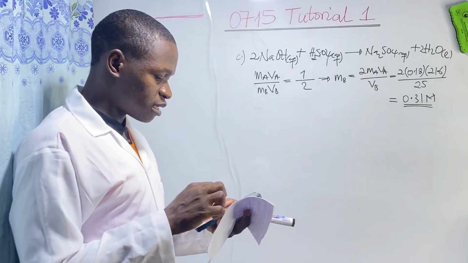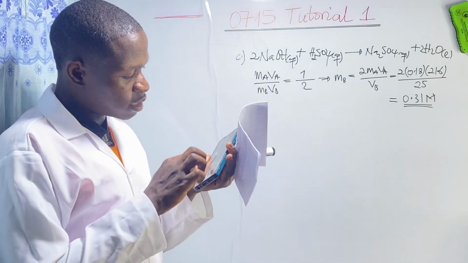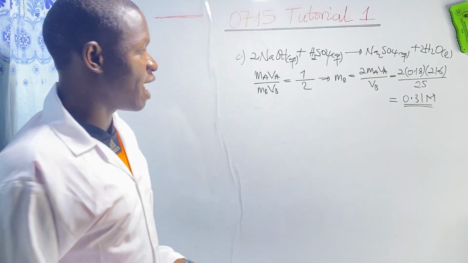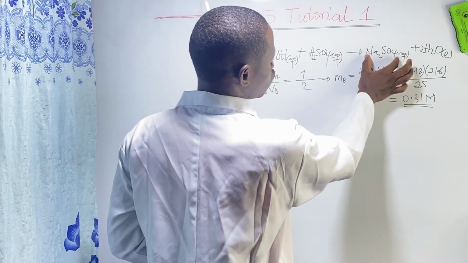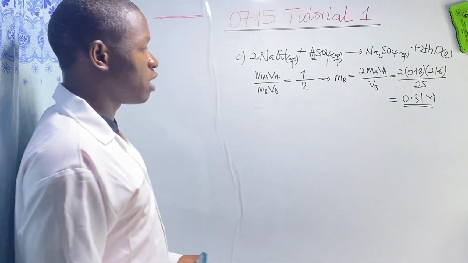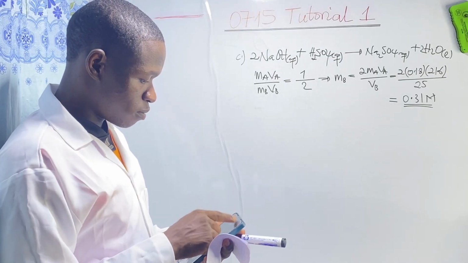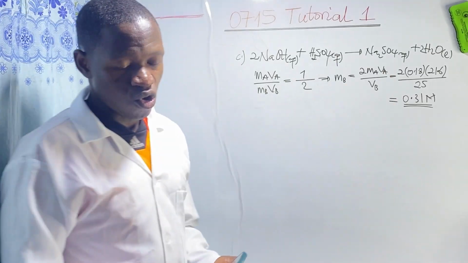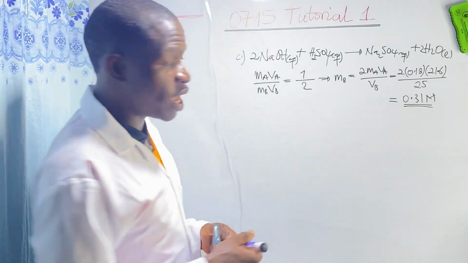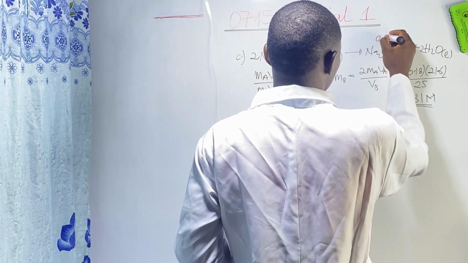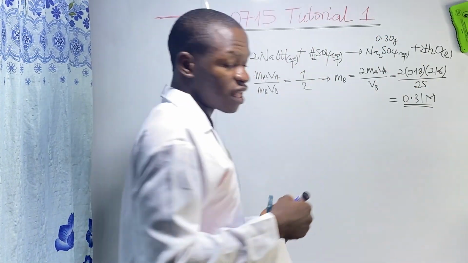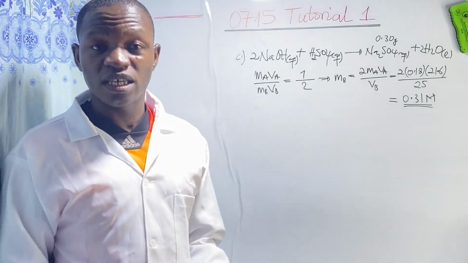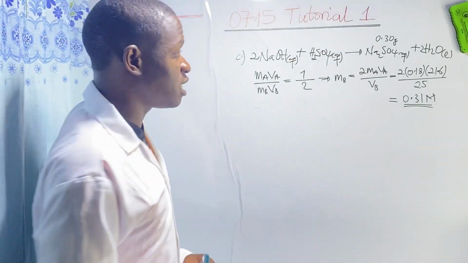Next question says: calculate the mass of sodium sulfate expected. What is the mass of sodium sulfate expected? So there we are solving for the expected mass. We're told in the question that after weighing, the mass obtained was 0.30 gram. We call this one the actual yield. And we are now asked to find the theoretical yield.